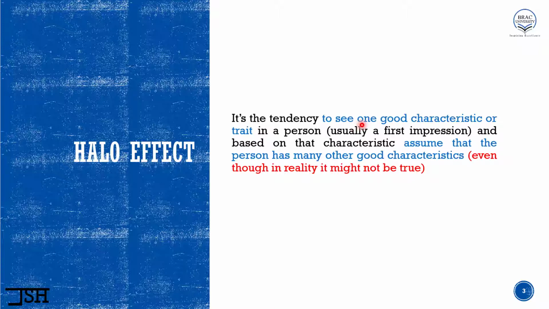Let me go back to the blue marked and the red marked portions. So first of all, what happens here is you see or observe one good characteristic in a person. So you see something really good in a person, alright? And based on that one single characteristic, you start assuming that that person has many other good qualities. Or maybe you start having an overall good impression about that person. Now, don't worry even if you haven't understood the concept, alright? I'm going to explain this concept with an example very soon.